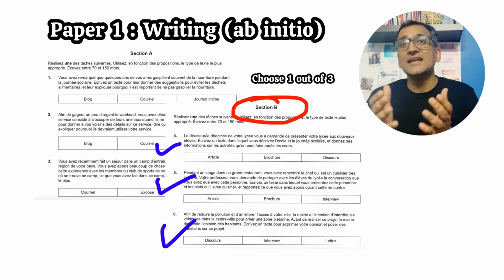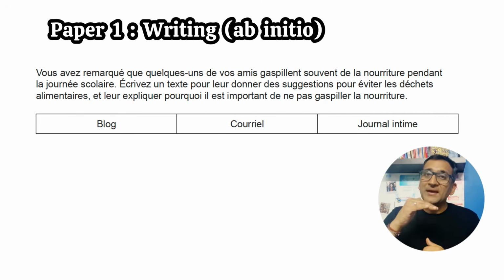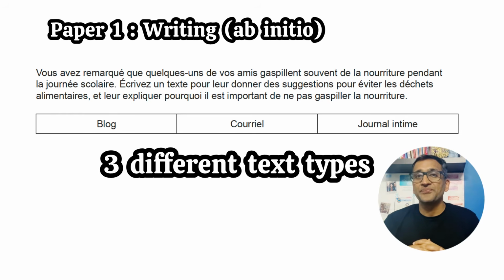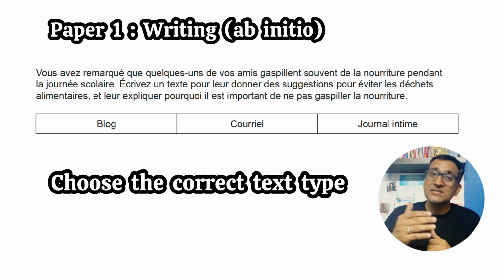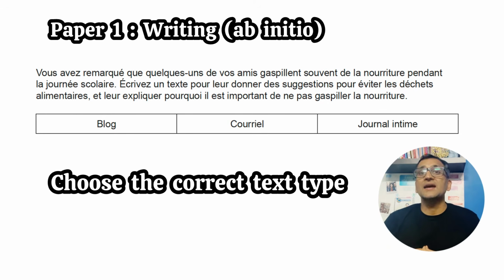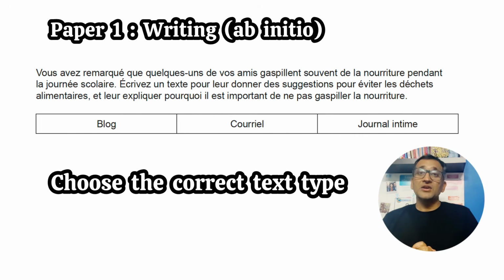If you look closely at the format of the paper, in all the topics mentioned there are 3 text types. For each topic you need to choose the right text type and then write on that topic for paper 1. If your text type is wrong, you are going to lose marks. From the topic you need to understand which text type is perfect for it.